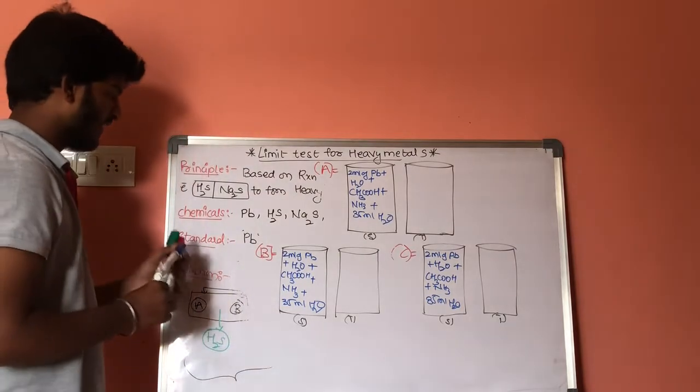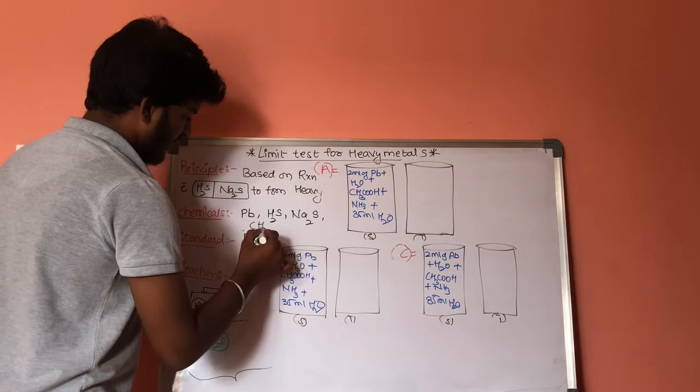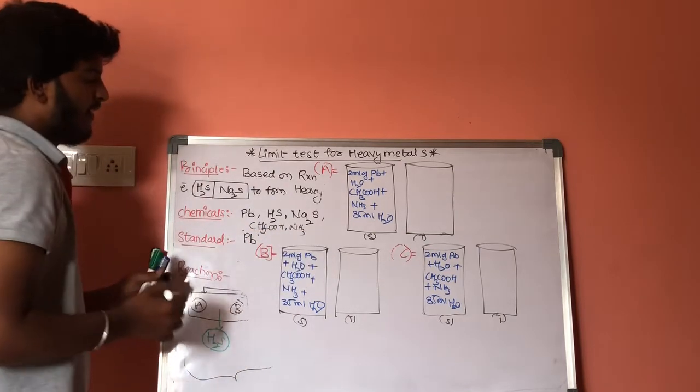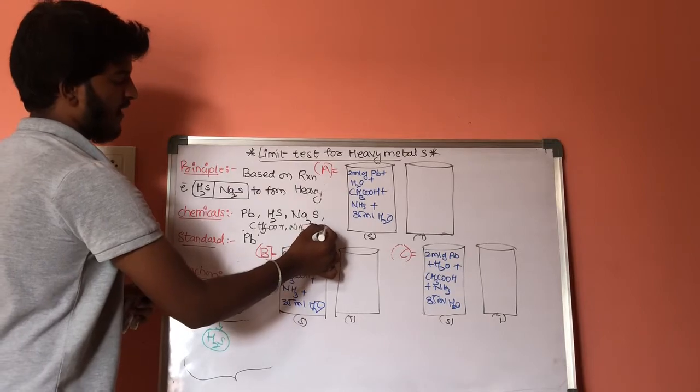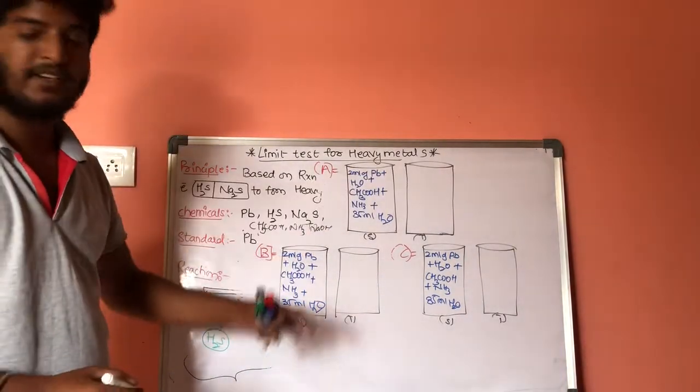Now, in case of chemicals, there is also a requirement of acetic acid plus ammonia, and it also includes sodium hydroxide. Now in method A, let us discuss the preparation of the test solution.